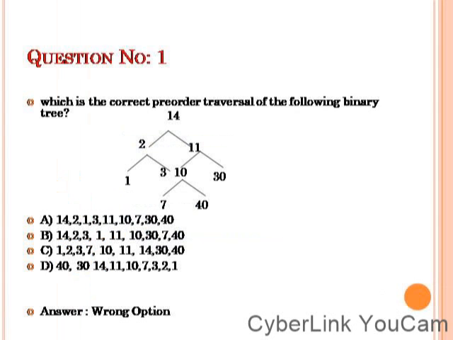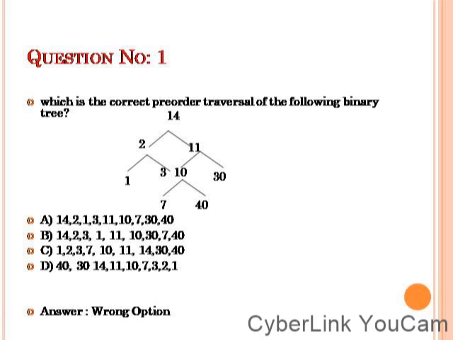Here is question number 1. Which is the correct pre-order traversal of the following binary tree? Here the root is 14. Next 2, 11, 1, 3, 10, 30, 7. 40s are leaf nodes.